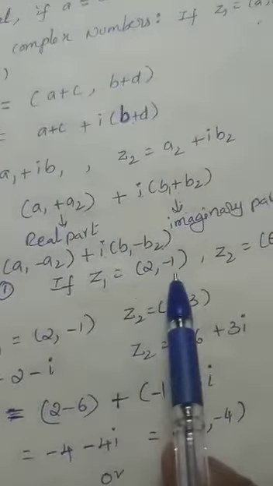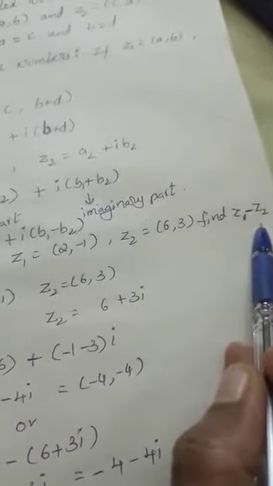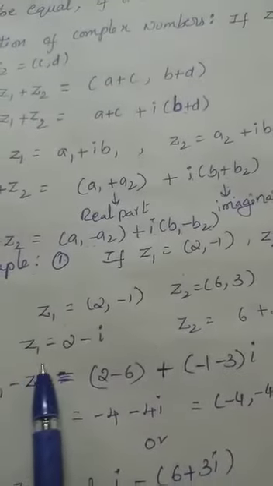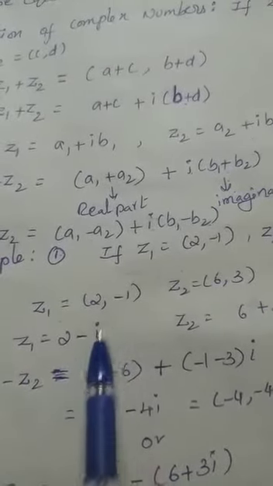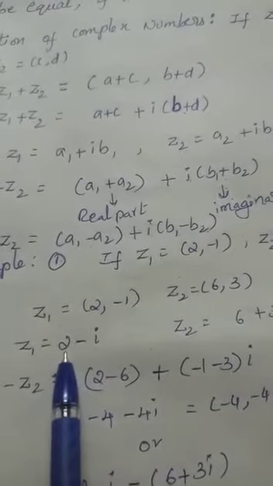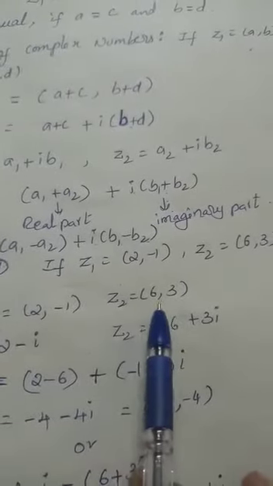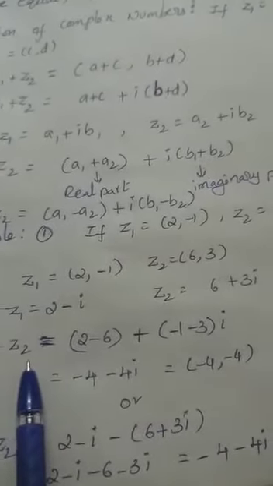Okay. For example, if Z1 is equal to 2, minus 1 and Z2 is equal to 6, 3, we have to find Z1 minus Z2, subtraction of complex numbers. So, what is Z1? 2, minus 1 and Z2 is 6, 3. So, Z1 can be expanded as 2 minus 1i. This is 1i, no need to write 1. 2 is real part and imaginary part is minus 1i. And here Z2 is 6 plus 3i. First one is real part, second one is imaginary part. So now we have to subtract Z1 minus Z2.